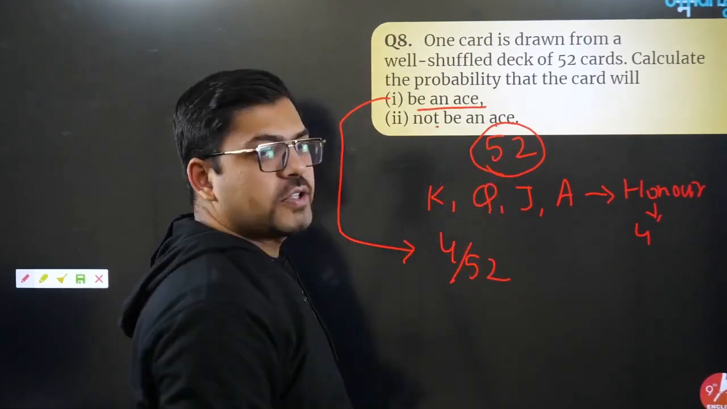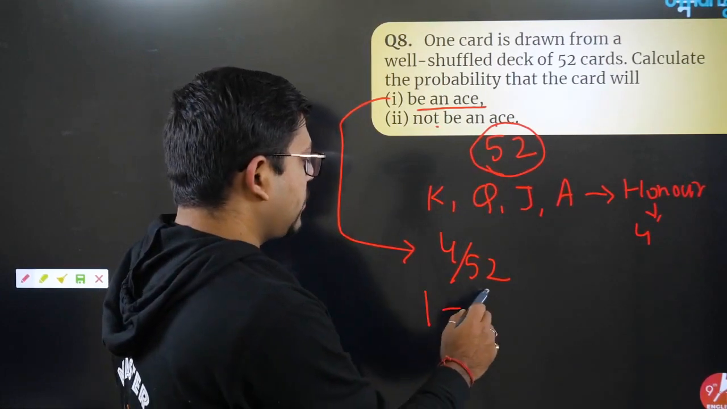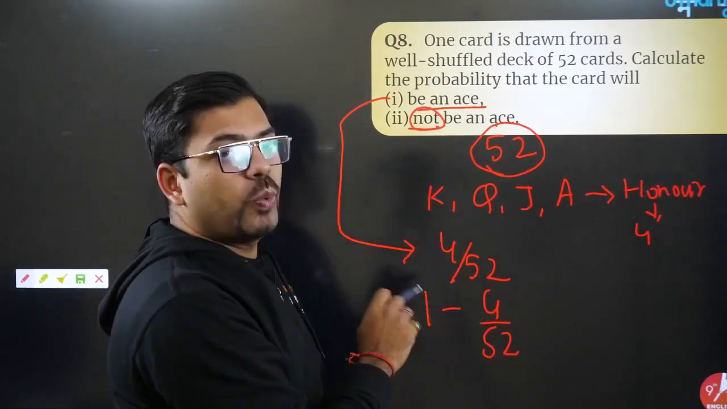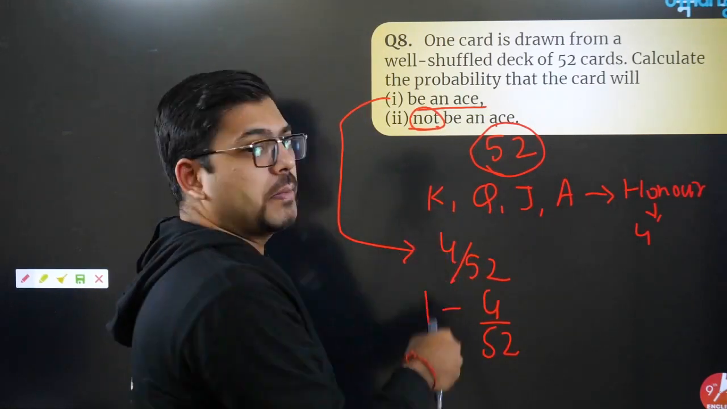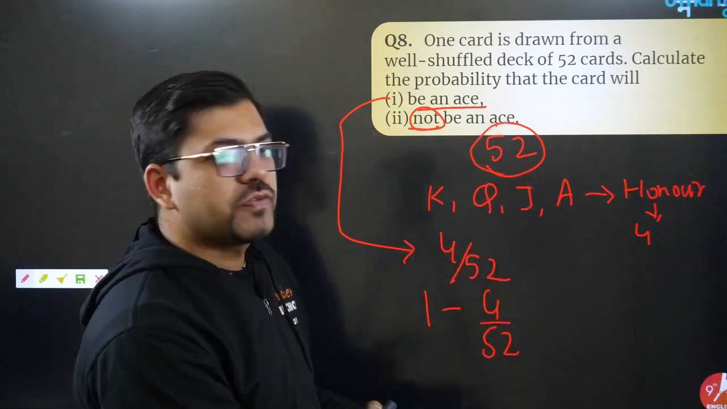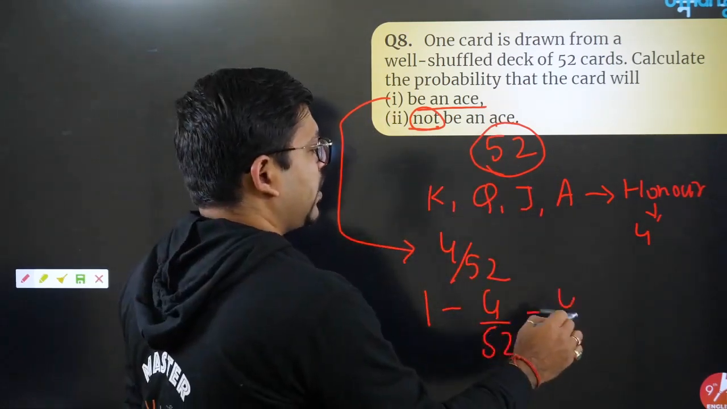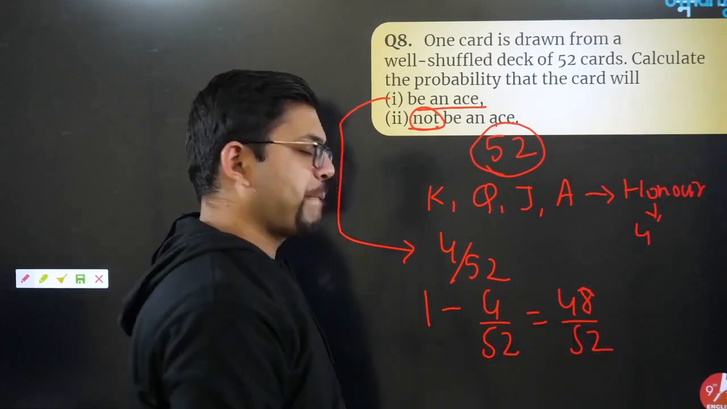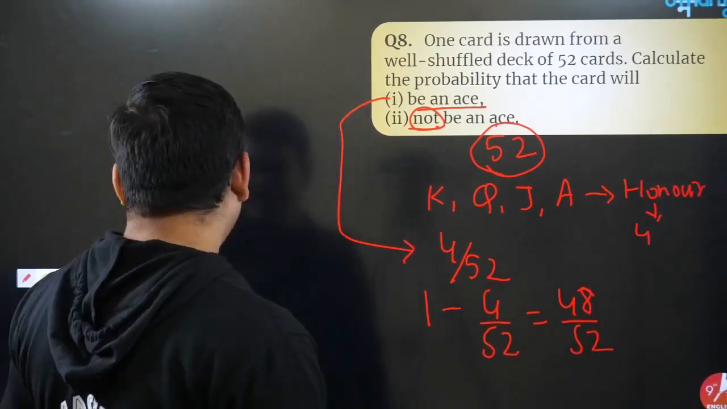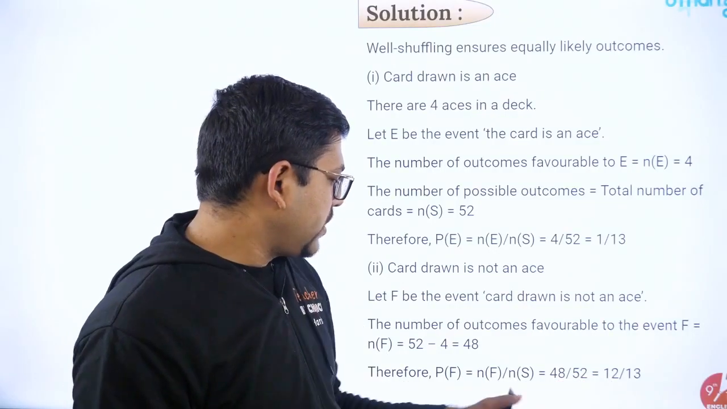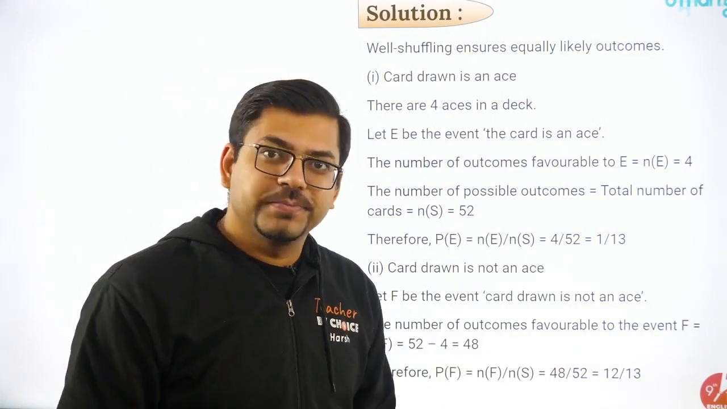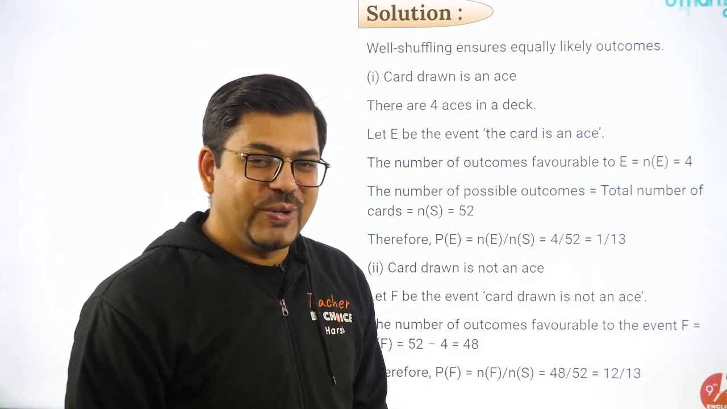And not be an ace. So it's simply 1 minus 4 by 52, because anything which is having 'not', it will be simply 1 minus the probability of having it. Of having an ace, 4 by 52. Not being an ace, 1 minus 4 by 52. Very simple. You get 48 by 52. Isn't that easy? Super easy. I'm also finding it super easy. So yes, 12 by 13, that is 48 by 52, and this one is 4 by 52. That's it.